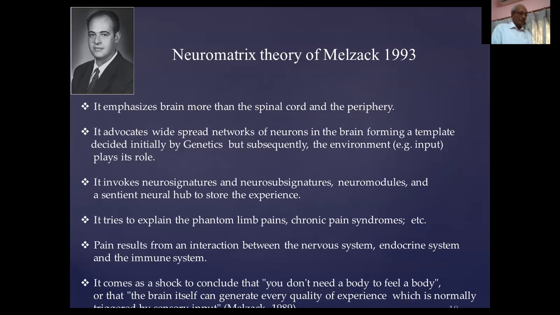And the input, the sensory impulses which are coming from the periphery, are going to act on the neuromatrix, which is in the brain and which is a widespread network. So many neurons are there, but that template is decided by genetics, remember. And then acted upon by input from the periphery, whatever comes from the periphery, from the injured part, etc.